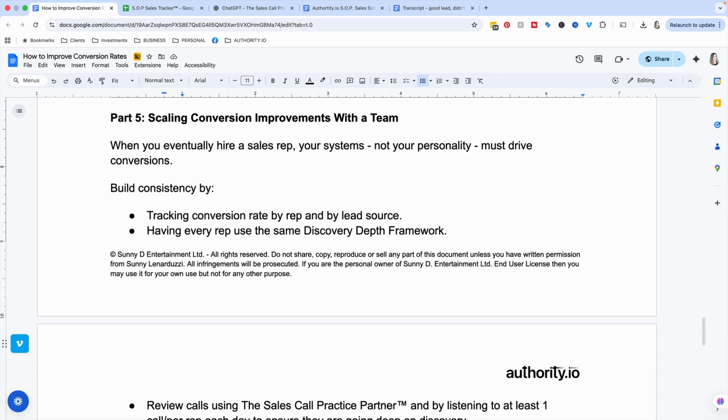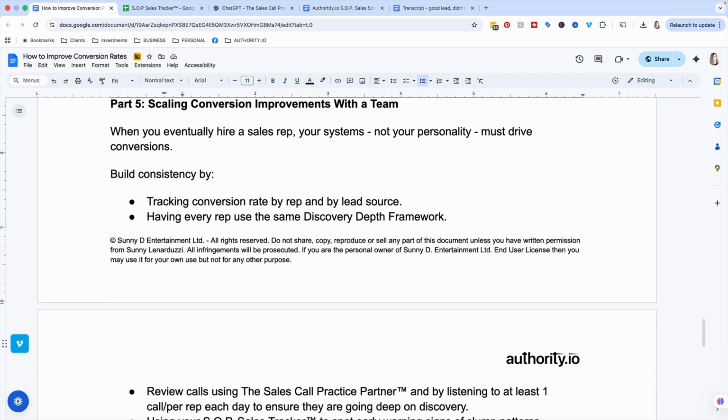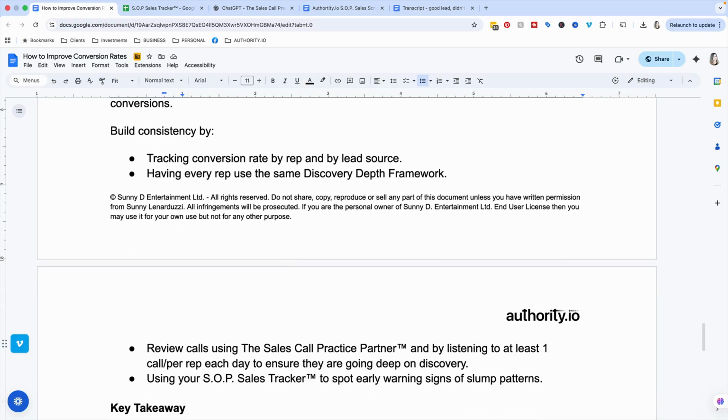Now, part 5, scaling conversion improvements with a team. When you eventually hire a sales rep, your systems, not your personality, must drive conversions. There is a big difference when you are the founder selling because people are very bought into you, so it naturally creates a higher conversion rate. So you really want your team to be able to outsell you because that proves to you there's a system, it's not built on you as a person.